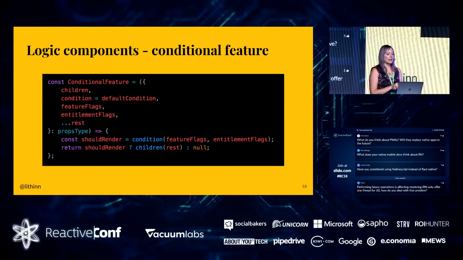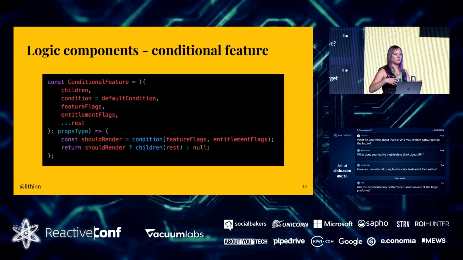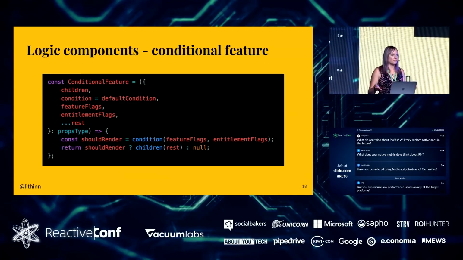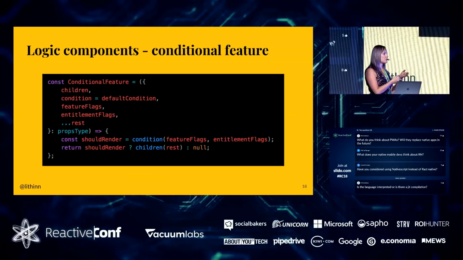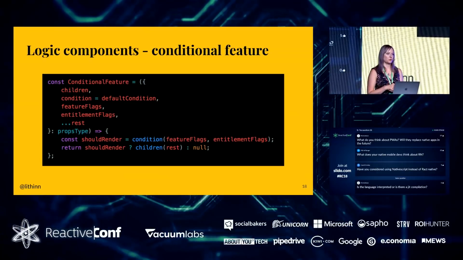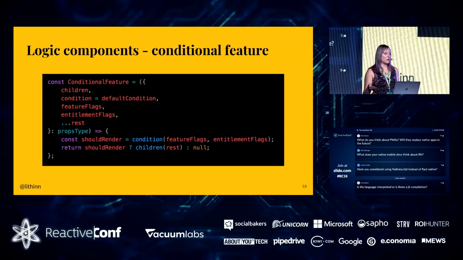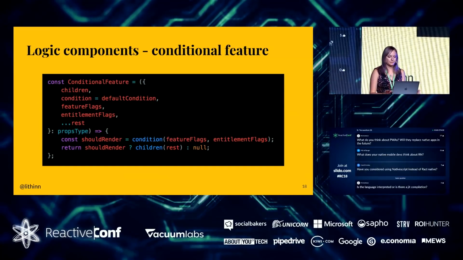So just super quickly, this is a logic component as an example of what I was talking about. It's just like a conditional feature. We have a lot of feature flags in our app. We just want to render some things only if a feature flag is on. So this component just says, well, if it should render based on some conditions, render out the children, otherwise don't render anything at all. And this we can reuse between web and React Native because we don't actually care about what it renders at the end.